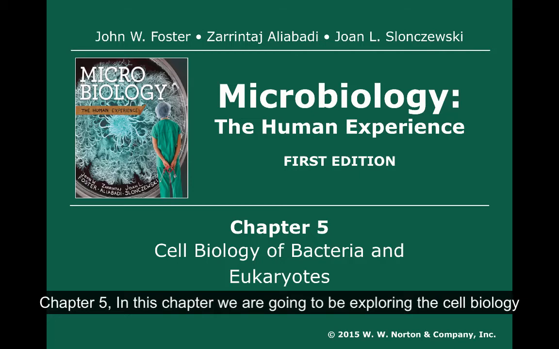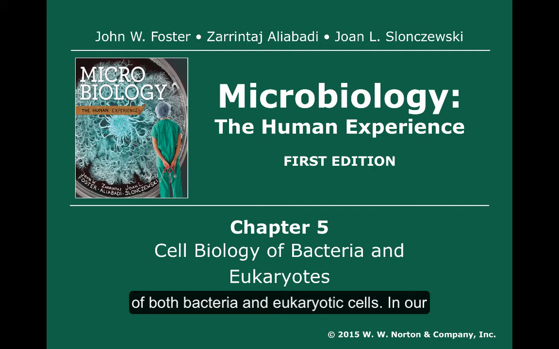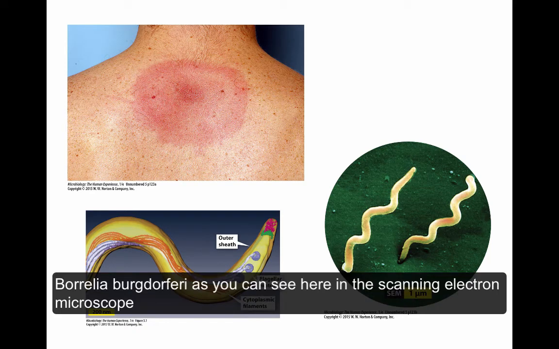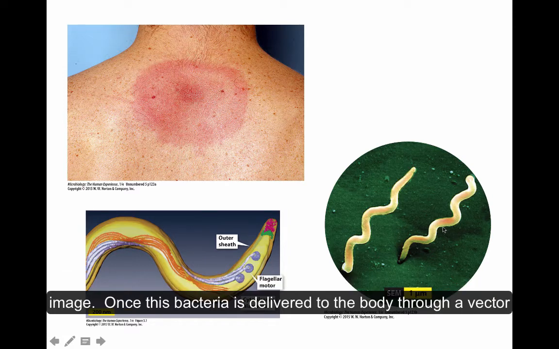Chapter 5. In this chapter, we're going to be exploring the cell biology of both bacteria and eukaryotic cells. In our opening case study, we see a woman named Sharon who likes to spend time outside on her wooded deck in the Northeast, and she ends up getting an infection called Lyme disease. This is caused by a bacteria named Borrelia burgdorferi. You can see here in the scanning electron microscope image.